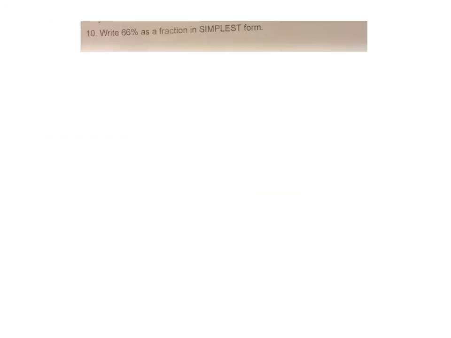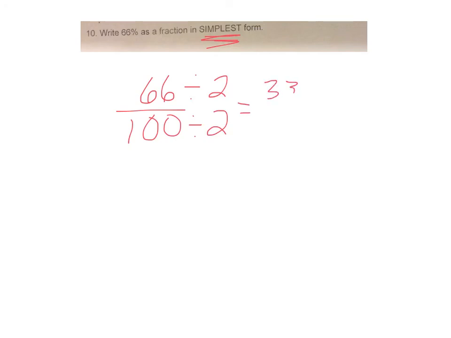Number 10, write 66% as a fraction in simplest form. We know that percent is just a form of fraction of 66 out of 100. Simplest form means I'm looking for a number that will go into both, a common factor of both the numerator and the denominator. Since they're both even, then I could divide by 2, giving me 33 out of 50, and there is no other common factor, so that's my final answer.